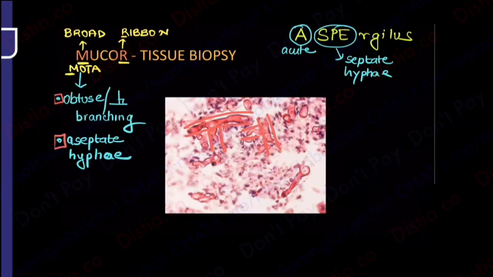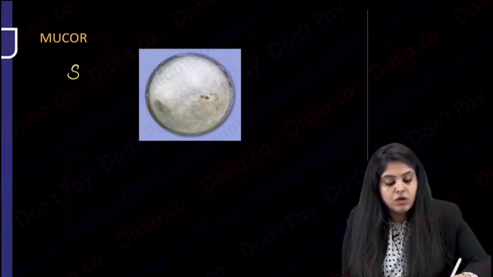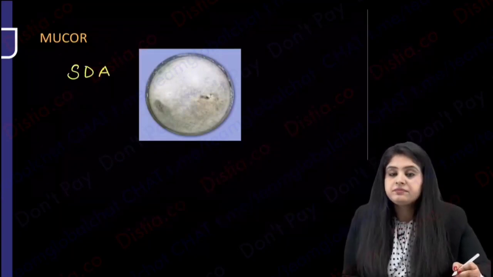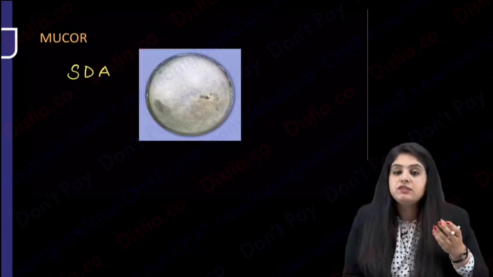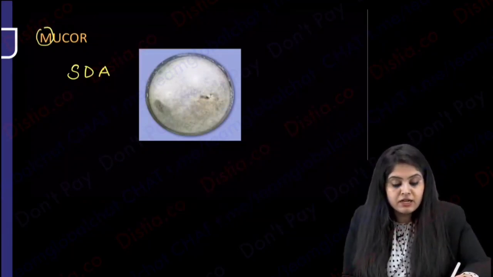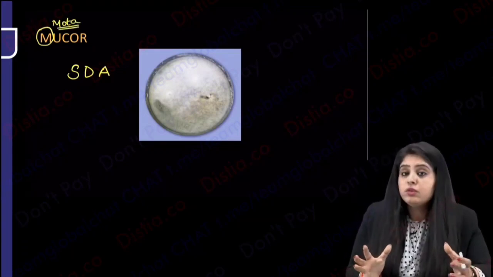Having said that, how will this look under the culture media? So for culture, all of us know we are going to have the SDA. It has something very characteristic. I'll tell you a very interesting thing. So see, I just called mucor as mota. Continue with that mnemonic. So if mucor is mota, and anyone who's mota should not fit in very easily, so mucor is not going to fit in.